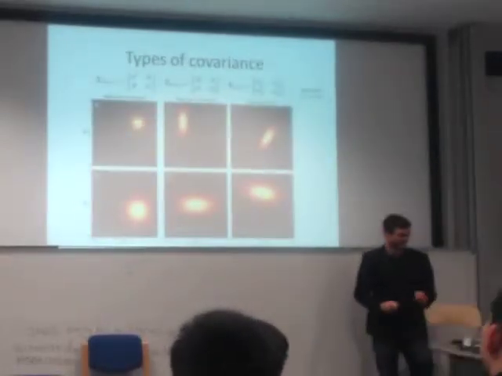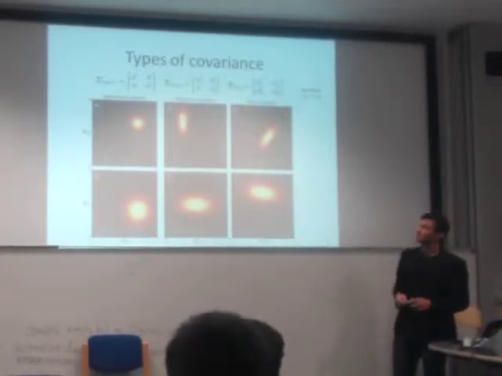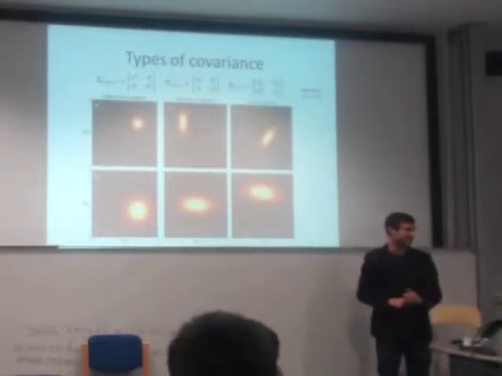Next slide. The covariance matrix has some special properties. So you have three types. The first one is spherical. So that's essentially a scalar value multiplied by the identity matrix.